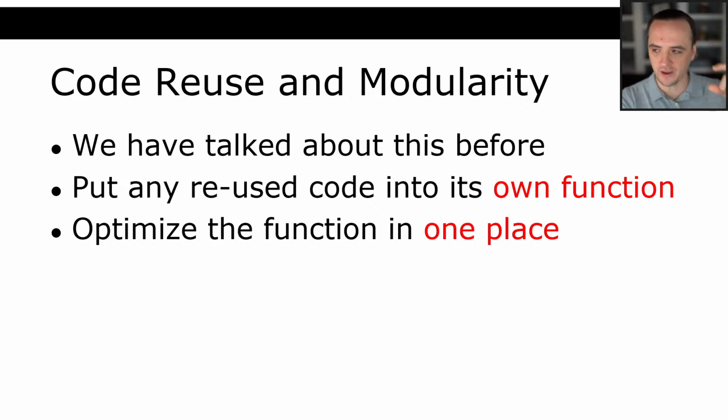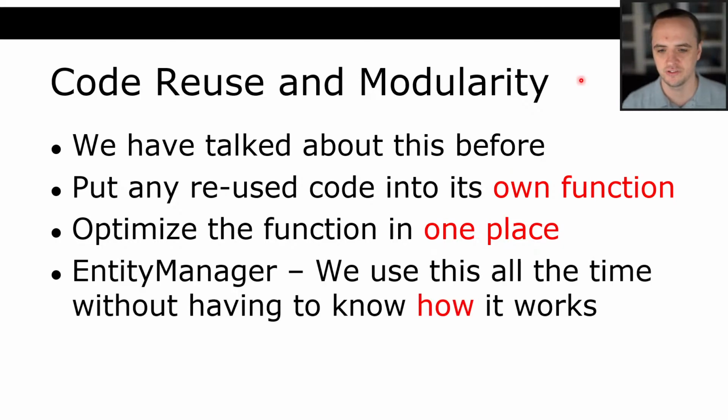So if you take all that code that you were previously copying and pasting all over the place, and you put it into its own function, well, like I said, let's say that I thought of a new way to make that code run faster. Now I only need to optimize it within that function, and not in the 10 places that I'm using that function. And we have a good example of this in the memory manager. So we use the memory manager all the time.